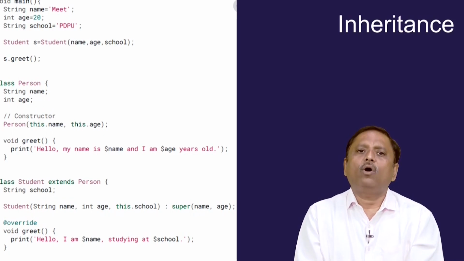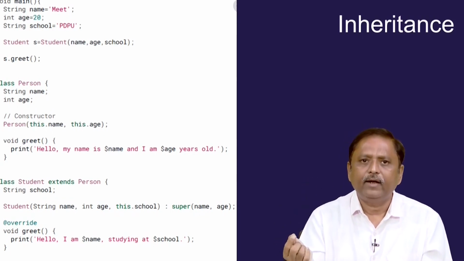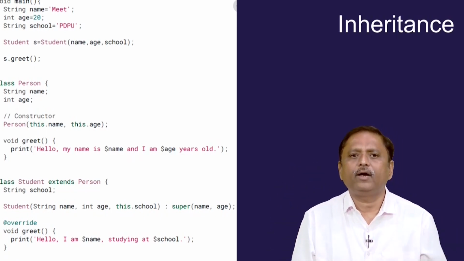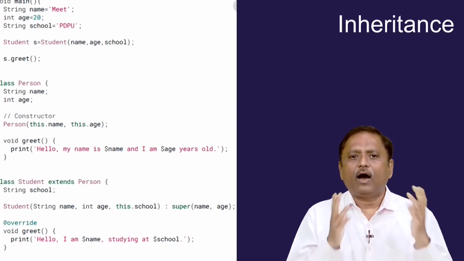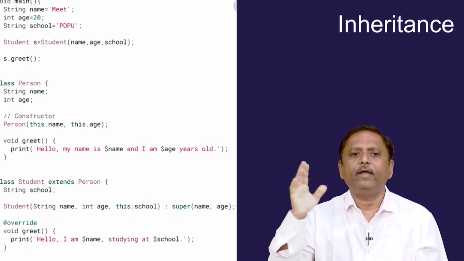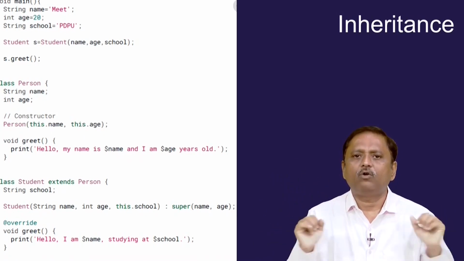So, when we call the greet function of the student object, it will actually call the greet function of the student class. So, our output will be, hello, I am Meet studying at PDPU. So, this is our output.